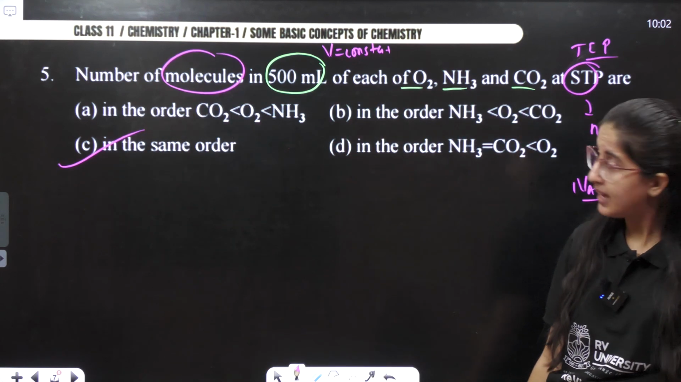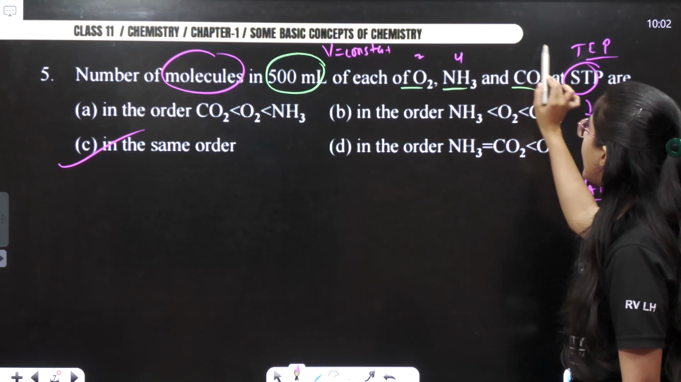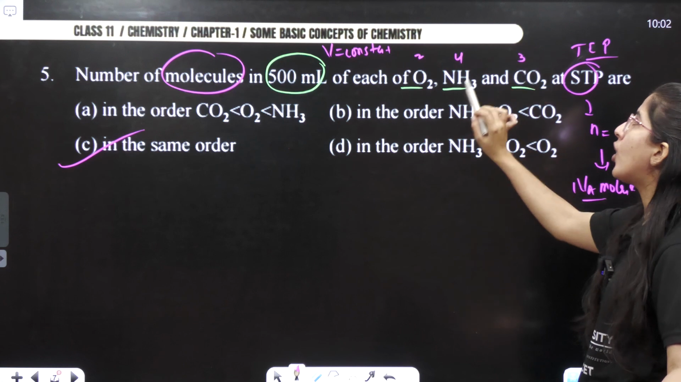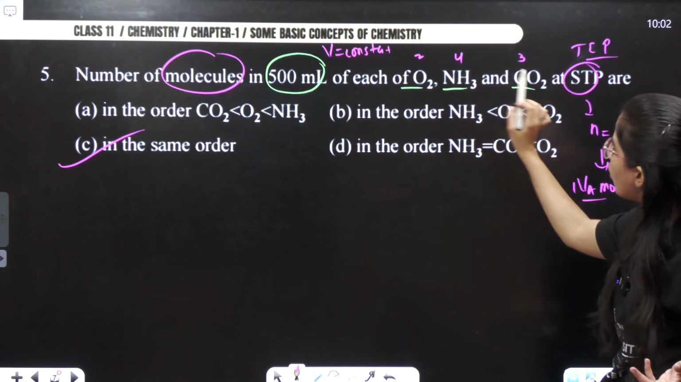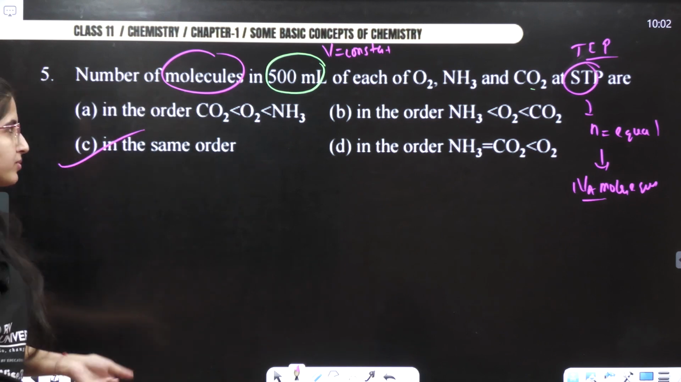If they had asked about atoms, then you could have considered that oxygen consists of 2 atoms, ammonia consists of 4, and carbon dioxide consists of 3. So then the order might be NH3, then carbon dioxide and then oxygen, if they had asked about the atoms.